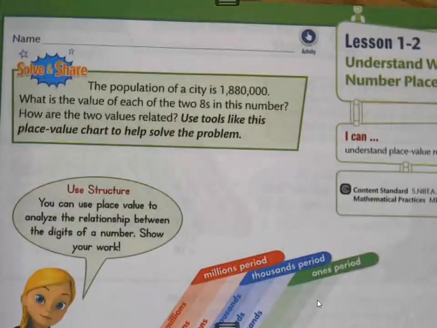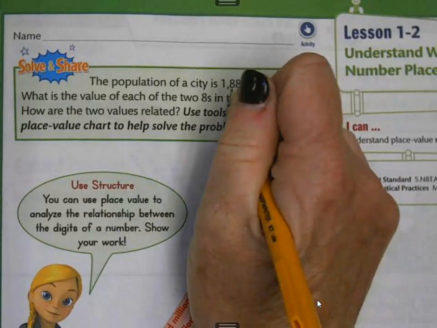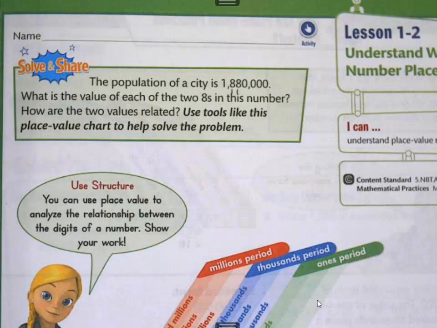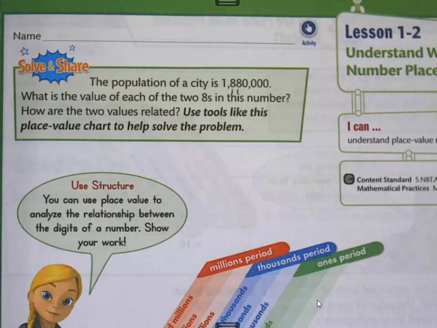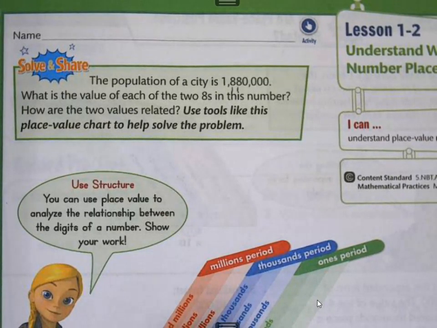So we have a population of a city that is 1,880,000, and we want to look at the value of the 2 8s in this number. So we're looking at these 2 8s, and we want to know what's the value and how are they related. So this is a good way kind of to introduce the concept. So when I look at these numbers, I'm going to go ahead and plug in 1 in the millions, 800,000, 80,000, 0 in the 1,000s, 0 hundreds, 0 tens, and 0 ones.